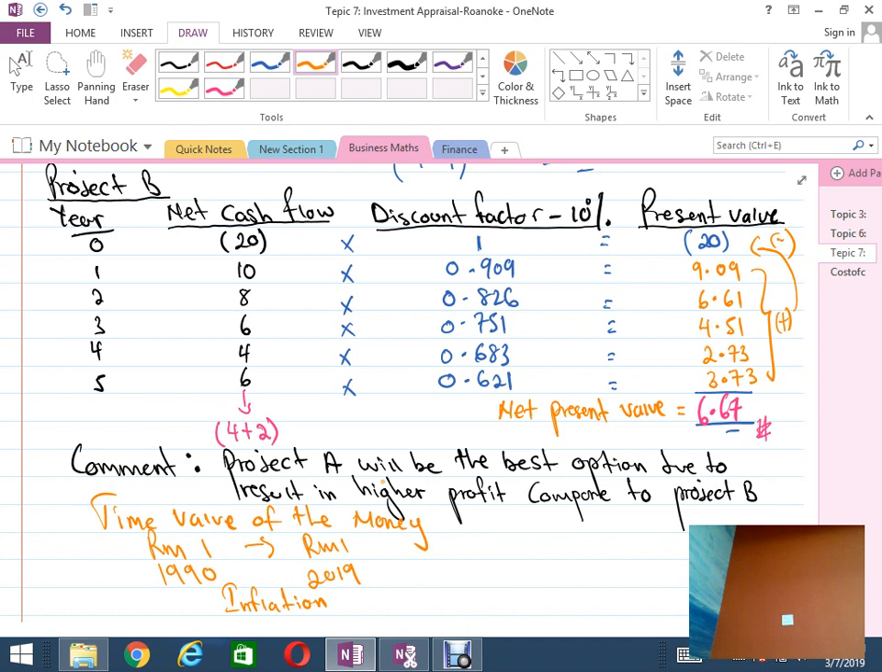Just count and see. If you use 5% here, check whether your discount factor is going higher or lower. Just test for year 1. 1 divide 1.05.